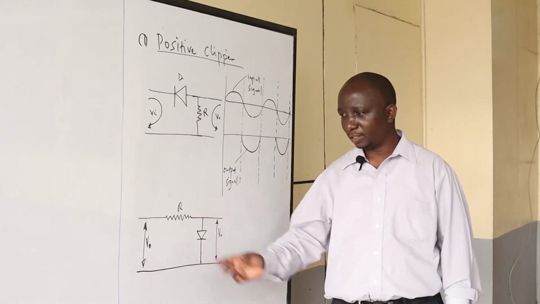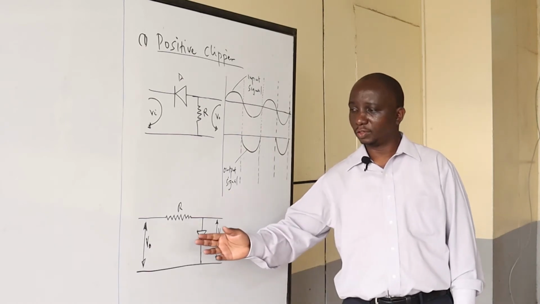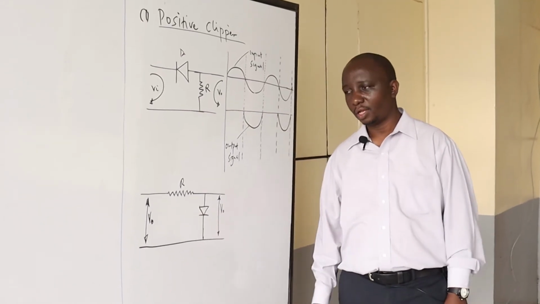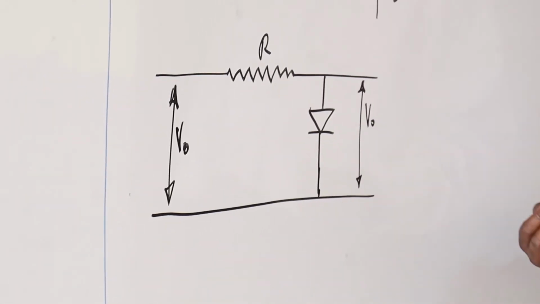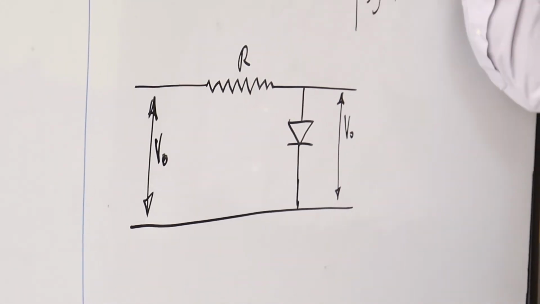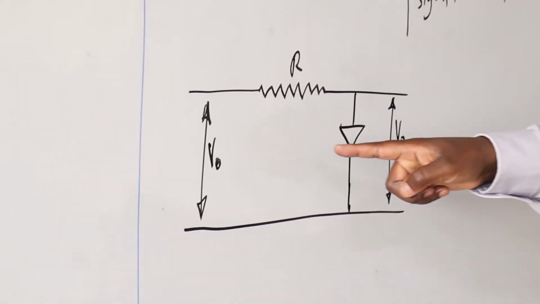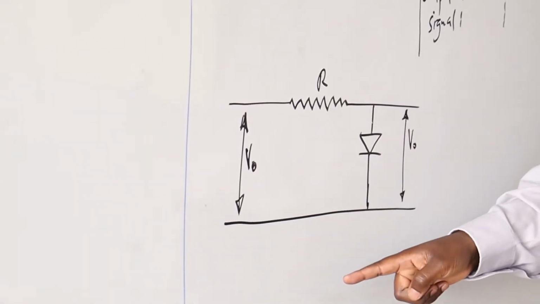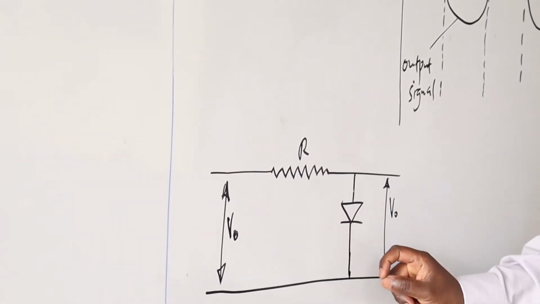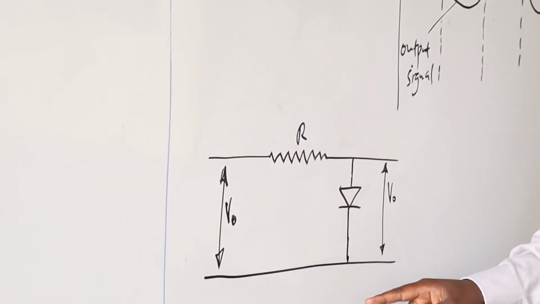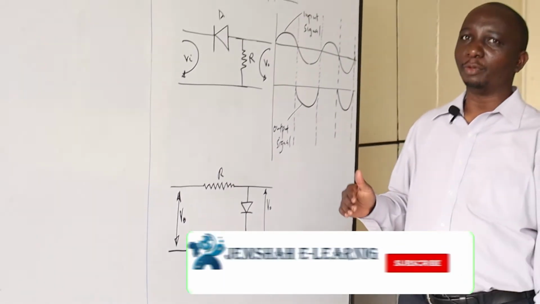And the circuit below here is also a positive clipper. But how does it work? How does it remove the positive part? In this circuit, during the positive part of the sine wave, the diode will conduct to the ground. So no signal will be recorded at the output because the diode is conducting to the ground. In that case, we shall have clipped the positive.